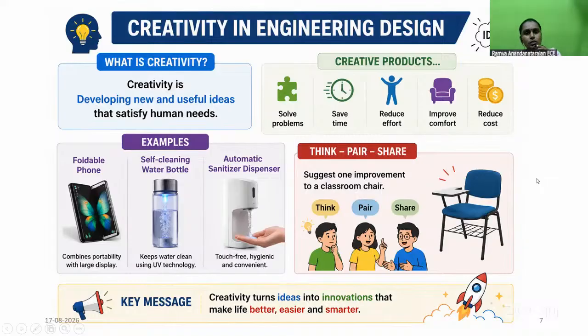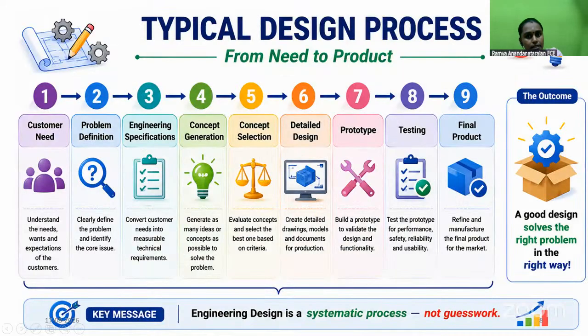So now let us look at the typical design process, that is from customer needs to product. First we need to understand what is the need of the customer, that is understand the needs, wants and expectations of the customers. Then clearly we have to define the problem and identify the core issue. Then convert these problems into engineering specifications, that is the needs should be converted into measurable technical requirements.